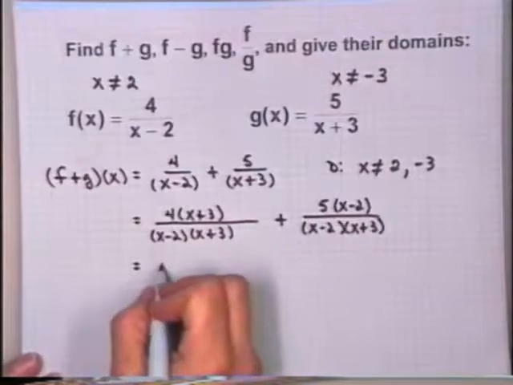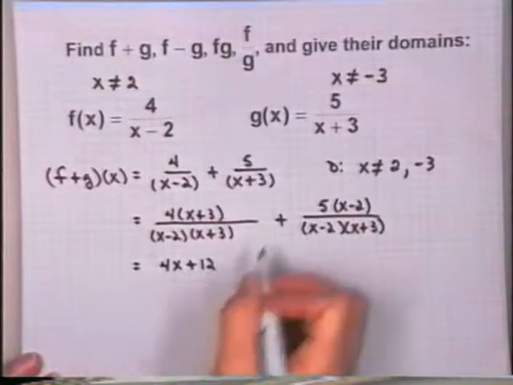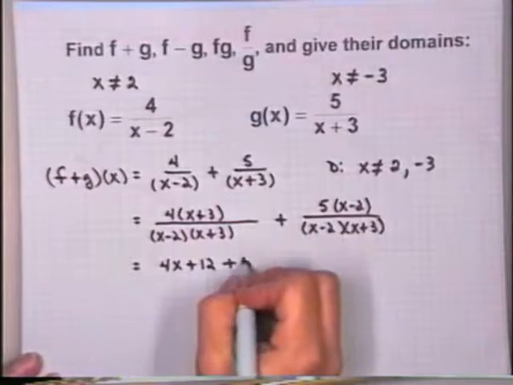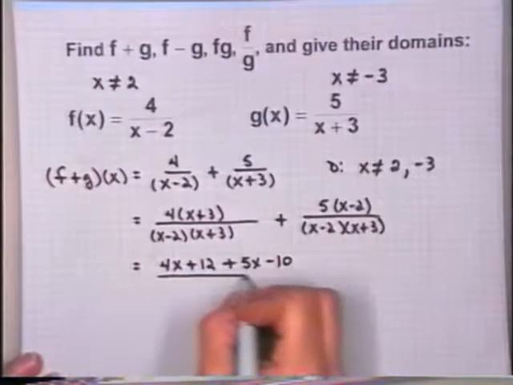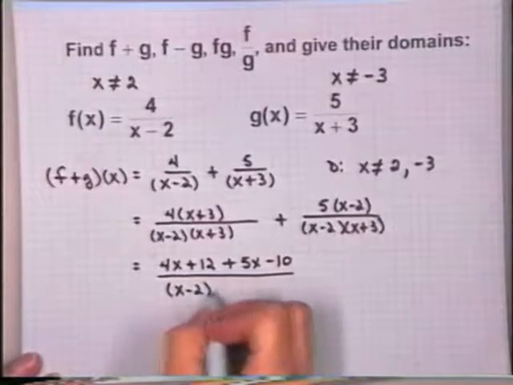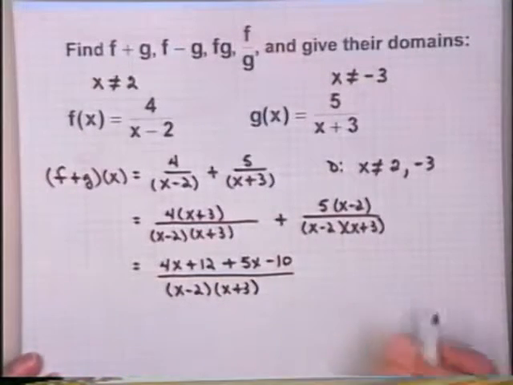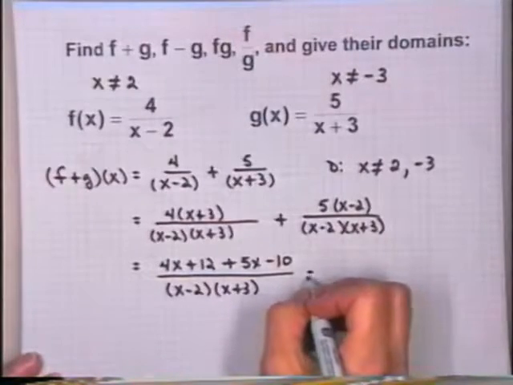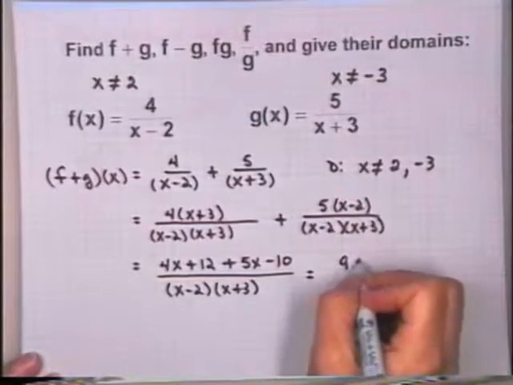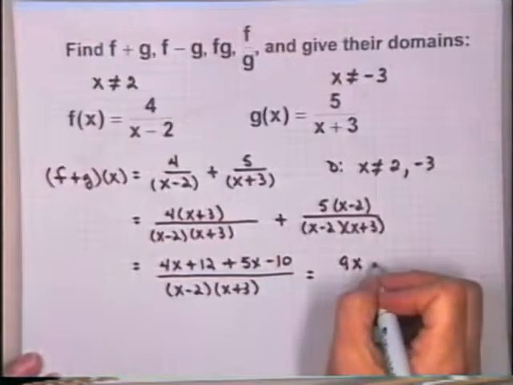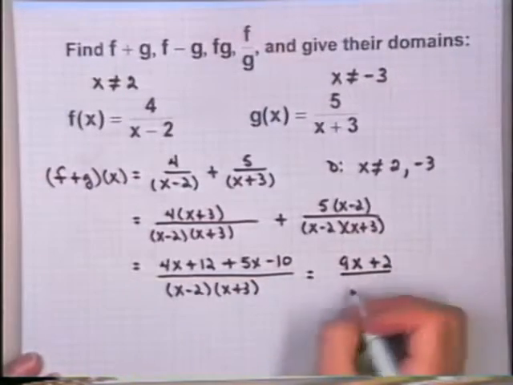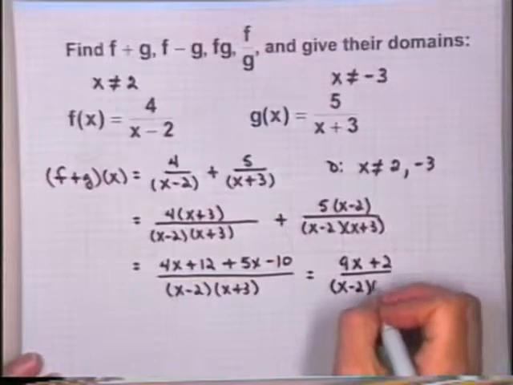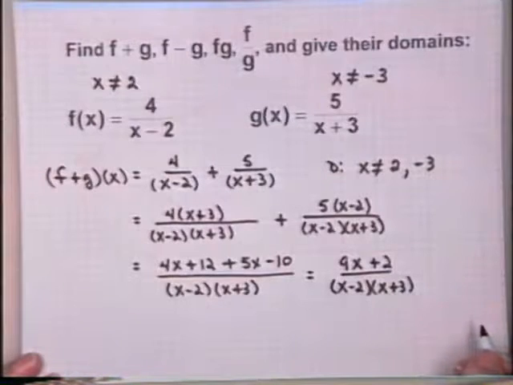Okay, let's do our work then. We have 4x plus 12, and since we're adding, I'm going to go ahead and put plus the 5x minus 10. All of this is over our common denominator, x minus 2 times x plus 3. And then combining our like terms, 4x plus 5x is 9x. 12 minus 10 is a positive 2, so we have 9x plus 2 over x minus 2 times x plus 3. Okay? So again, the operation, although it's more difficult, follows exactly what we expect, doesn't it, in terms of doing that addition.